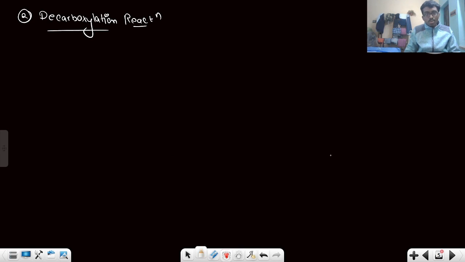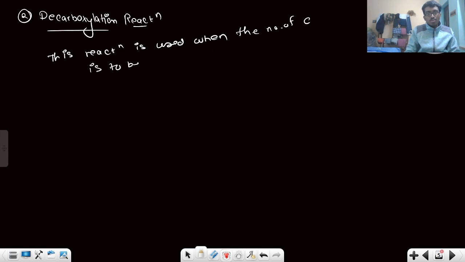Clear? So the first and foremost important thing that you need to note down from here is that this reaction is used when the number of carbons is to be reduced.